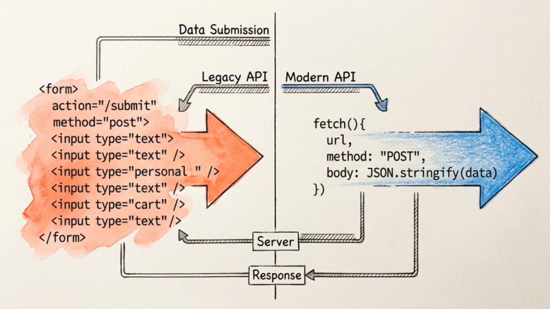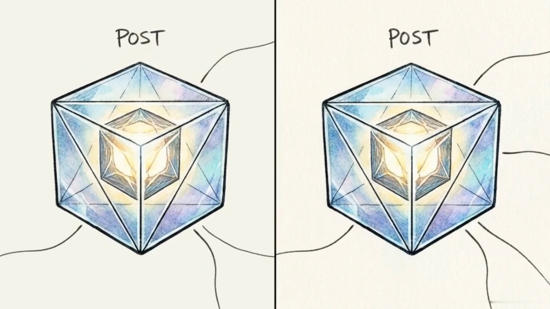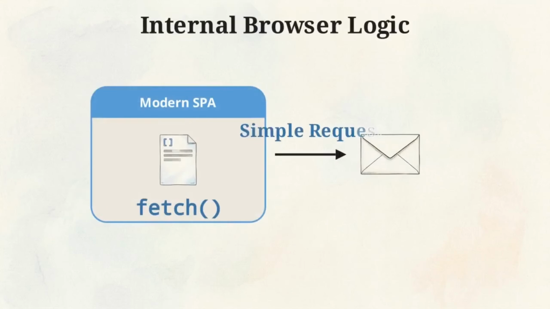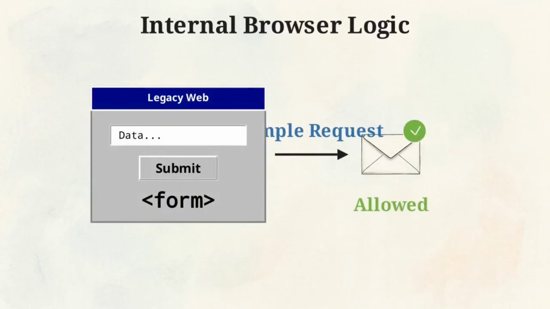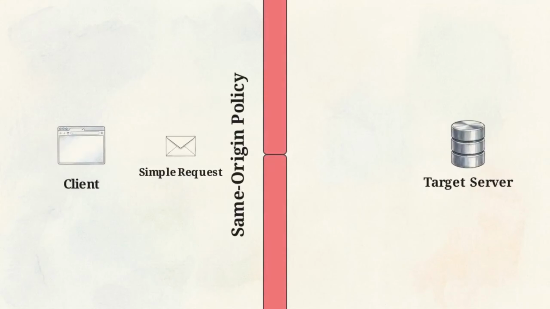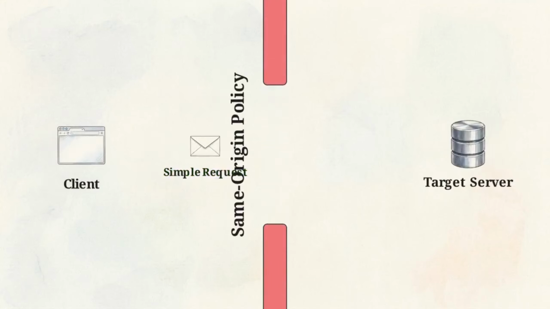If an old HTML form is allowed to send cross-origin data, modern JavaScript must be allowed to do the exact same thing. The browser handles this through the simple request, a modern fetch call that mimics the behavior of a legacy form submission. Because the browser must support this legacy behavior, it creates a deliberate bypass in modern security boundaries, changing how cross-origin execution operates.